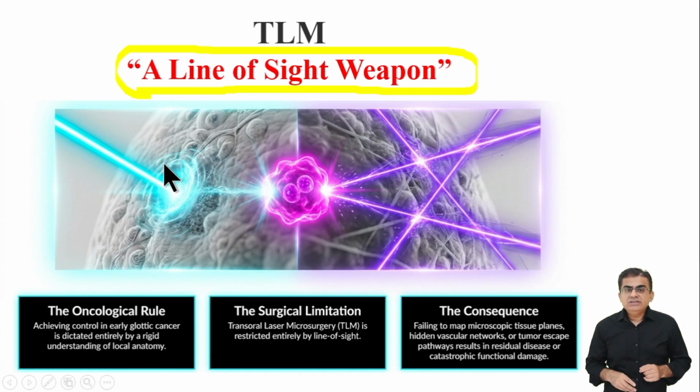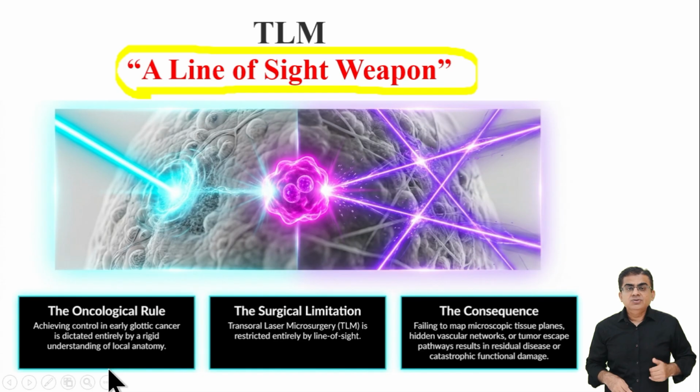The oncological rule here is very clear. Achieving cancer control depends entirely on your understanding of the local anatomy. You must map out the microscopic tissue planes in your mind. You must predict the hidden blood vessels before you fire the laser. You must know exactly where the tumor is trying to escape.